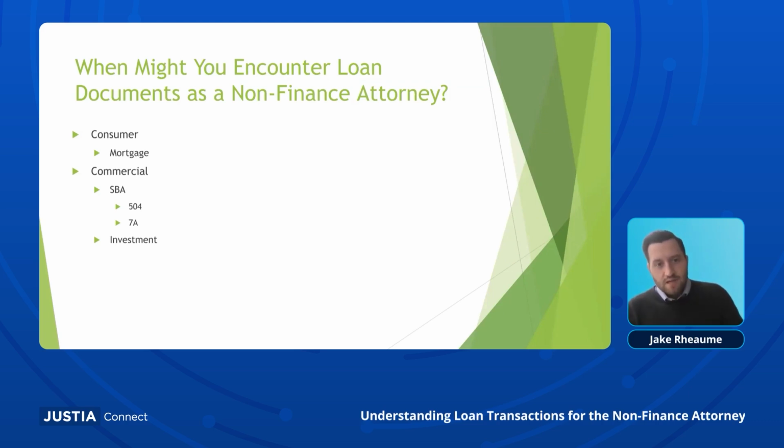The second SBA loan, real quick, that you should be familiar with is a 7(a). It's a little less popular than the 504, but still very common. And these could be used for a mixture of purposes, so either commercial real estate or to supplement working capital for a small business.